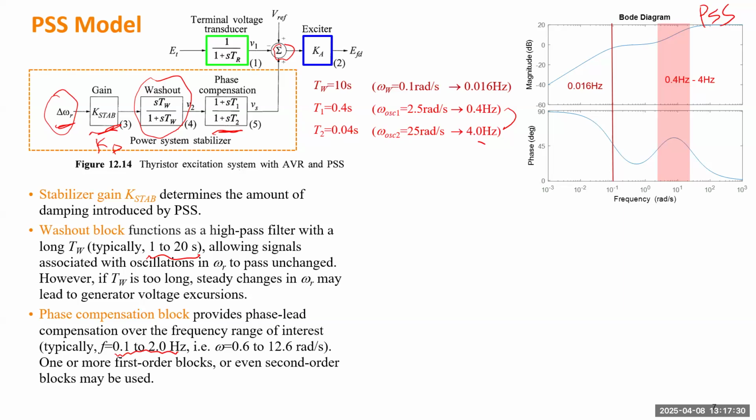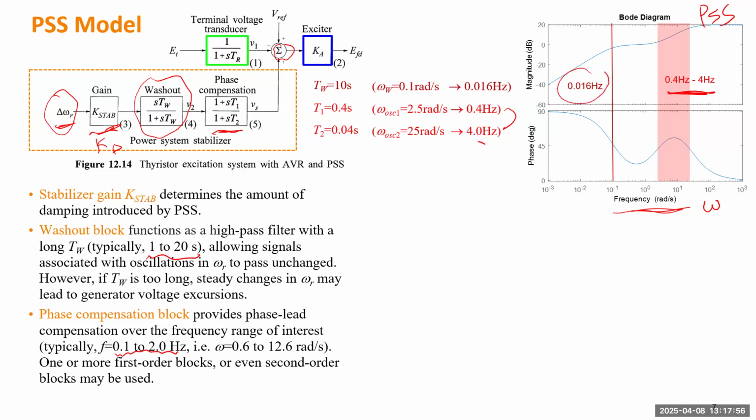Please note, usually if you use MATLAB to draw the bode diagram, the x axis is actually not frequency in hertz, but frequency in radian per second, which means this is actually omega. So you still need to divide this by 2 pi to get the real frequency in hertz. So this range will be from 0.4 hertz to 4 hertz.